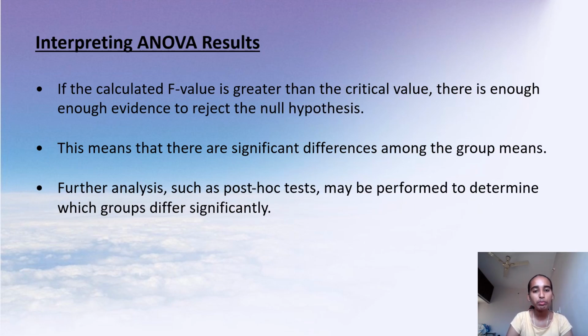Let us see interpreting ANOVA result. If the calculated F value is greater than the critical value, there is enough evidence to reject the null hypothesis. This means that there are significant differences among the group means. Further analysis, such as post hoc tests, may be performed to determine which groups differ significantly.